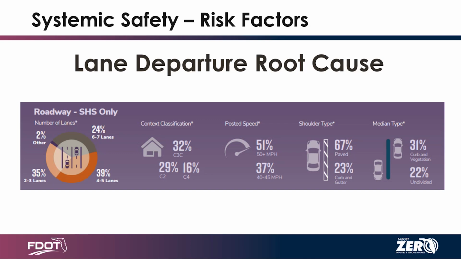And then looking at number of lanes, one thing we want to be careful with is that this is a crash allocation and not a crash rate allocation, right? So, and I'll explain that. So when we say 24% of our crashes happen on 6 to 7 lane facilities, 39% happen in 4 to 5. Are 4 and 5 lane facilities more dangerous for run off the road crashes than 6 and 7 lane facilities? Anybody want to give that a shot?